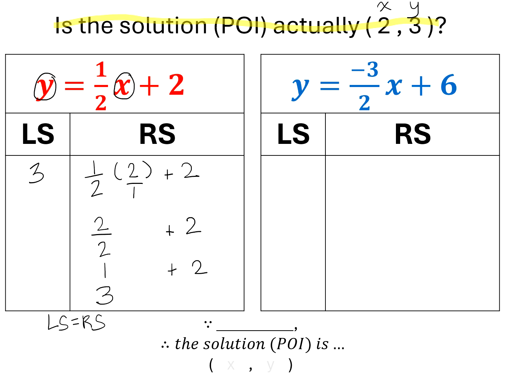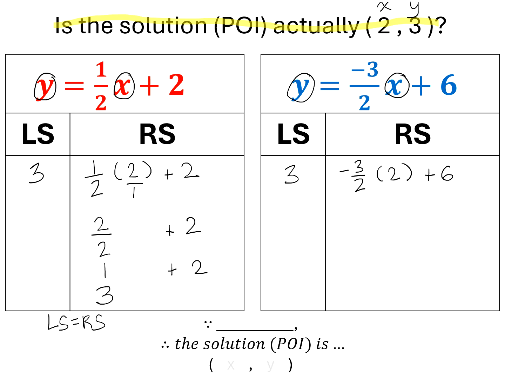We're going to repeat this process with the blue equation. On the left side of the blue equation, we have the variable of y. We're going to replace that with the value of 3. There are no operations on the left side, so we can just leave that 3 alone. On the right side of the blue equation, we have the variable of x. We want to replace that variable of x with the value of 2, and we want to place that in brackets.